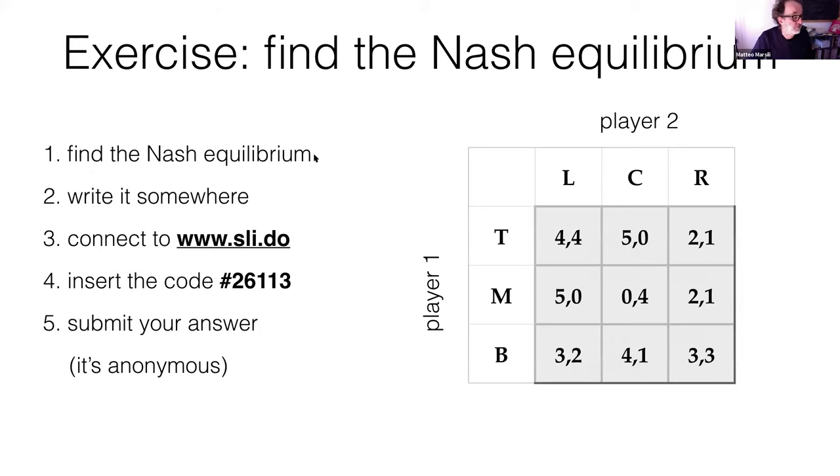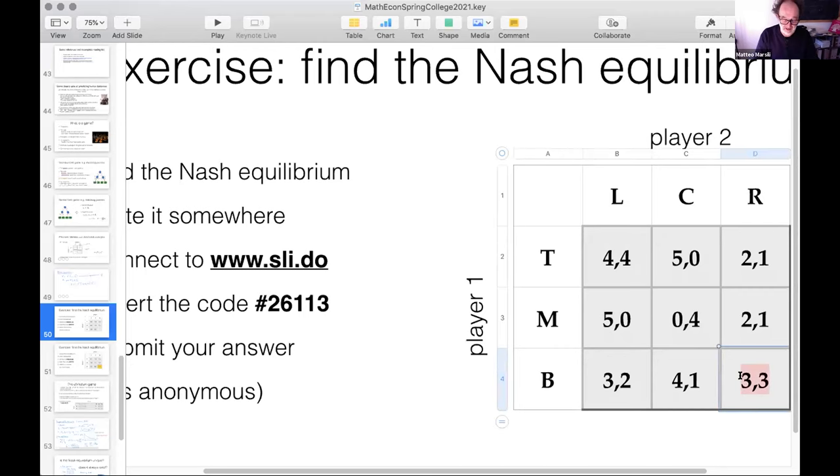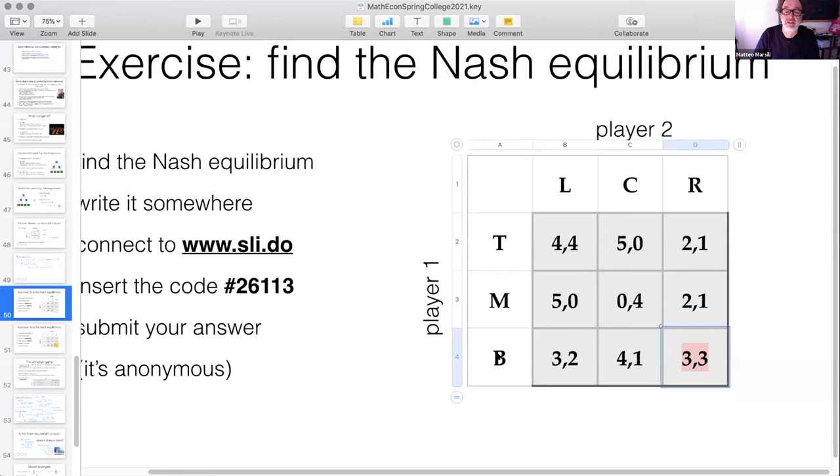We have 34 answers. So the correct answer is this one, 3-3, because this is the best response. You see, if player one plays B, then the best option for player two is to play R, okay? And if player two plays R, then the best response for player one is to play B. So this is the Nash equilibrium. So this got 44% of the votes.